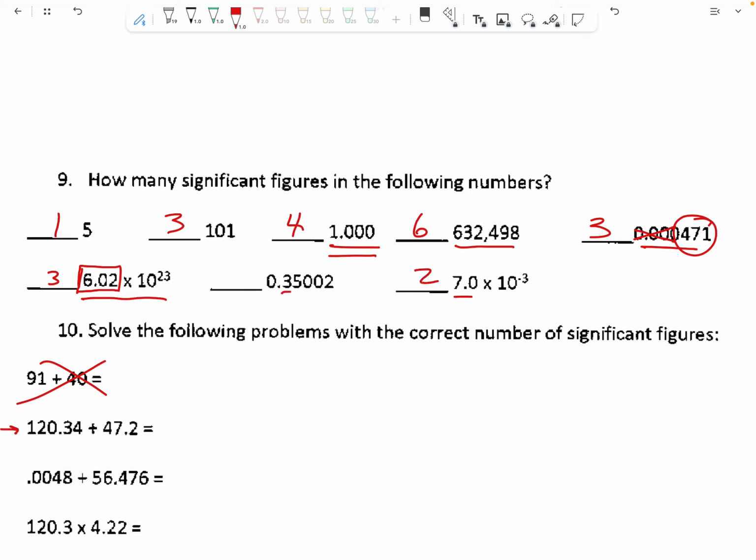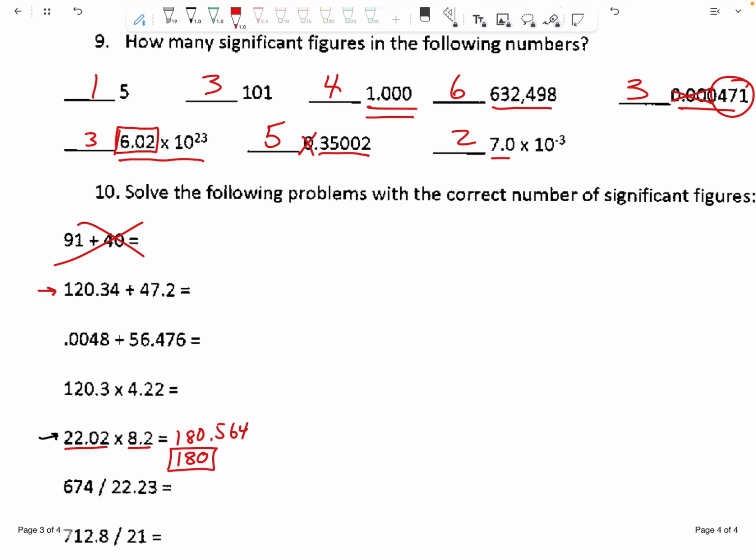And here we have 0.35002. There are a total of 5 sig figs. The zeros in the middle do count. The 0 in front, the leading 0, does not count. So be careful about that. Now the rules are going to be on your reference sheet, which is stapled to the back of your test.